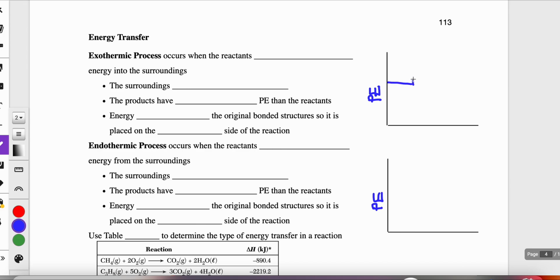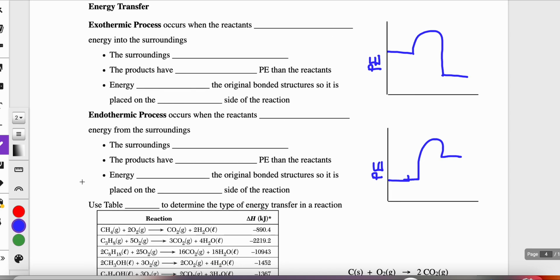Those potential energy diagrams, those are the ones in class that I described with the two platforms connected by a hill. In the endothermic, it'll look similar. Okay, so here are our two potential energy diagrams. The most left-hand platform always represents the reactants, the substances we start with.